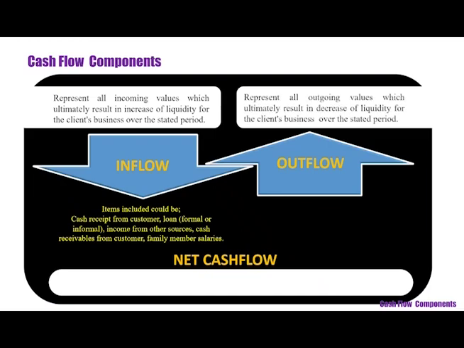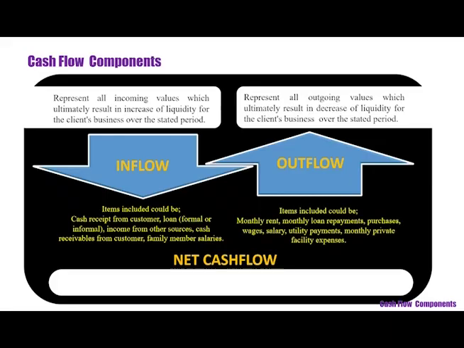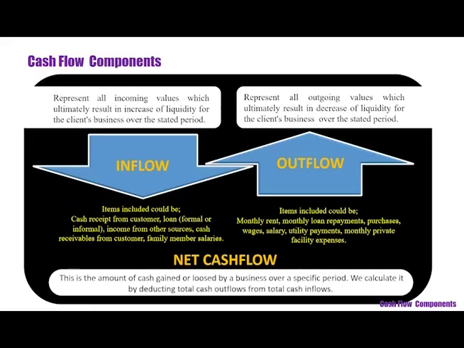Next, we will be looking at the outflow. This represents all outgoing values which ultimately result in a decrease of liquidity for the client's business over the stated period. Items found in the components include monthly rent, monthly loan repayments, purchases, wages, salary, utility payments, monthly private facility expenses. The final on the list is the net cash flow. This is the amount of cash gained or lost by a business over a specific period. We calculate it by deducting total cash outflows from total cash inflows.